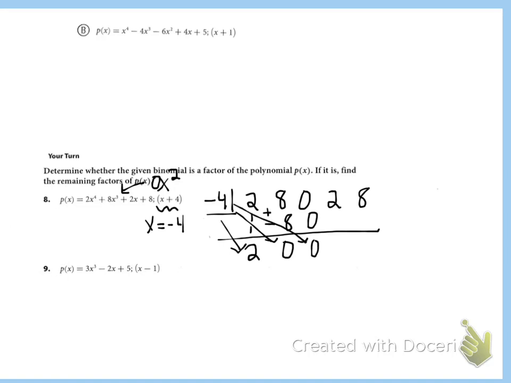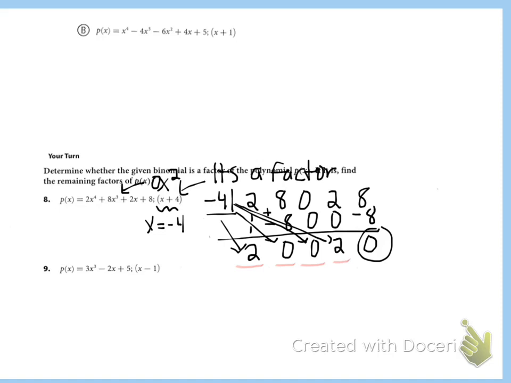-4 times 0 is 0. Add the 2 and the 0, you get 2. -4 times 2 is -8. And the -8 and 8 makes 0. So yes, it actually does divide in there evenly. And if I actually wanted to know how many times it divides in there, so we know it's a factor. It's a factor. And if we wanted to know what the other factor is, we could simply go ahead and take our values here and create that other polynomial that would result.